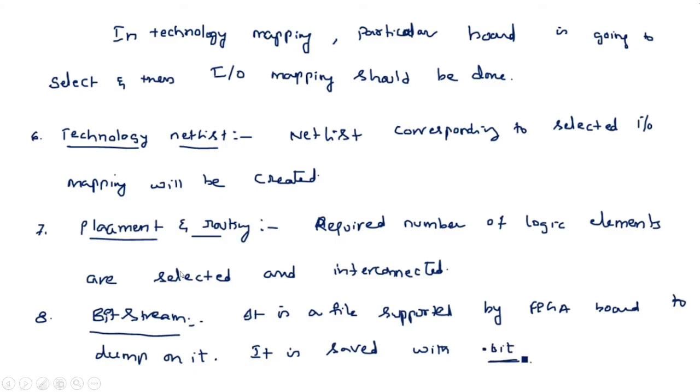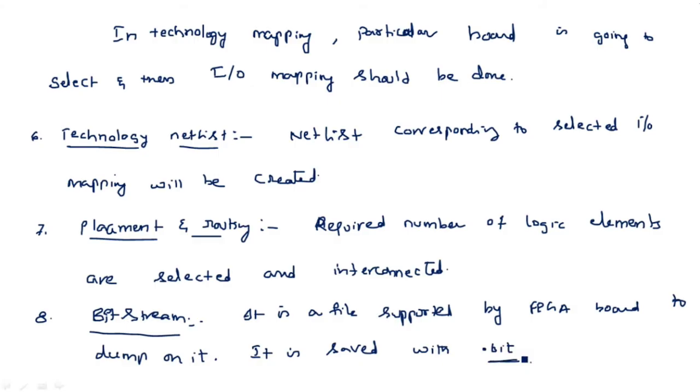Okay, and placement and routing means the required number of logic elements are selected and interconnected. So we need to select the required number of logic elements, and we need to do the interconnection. Routing is interconnection. Okay. Bitstream means the file supported by the FPGA board to dump into it. Mostly that will be stored in a .bit file.